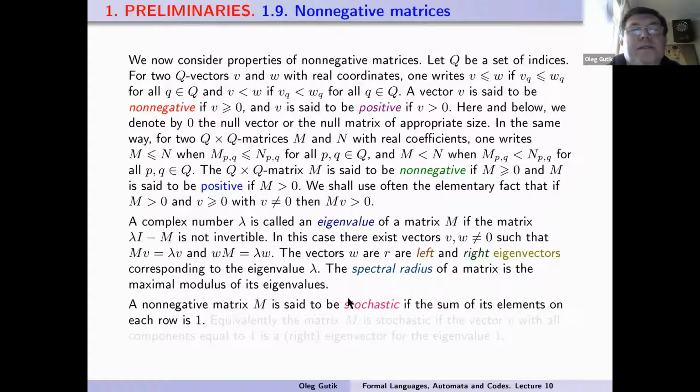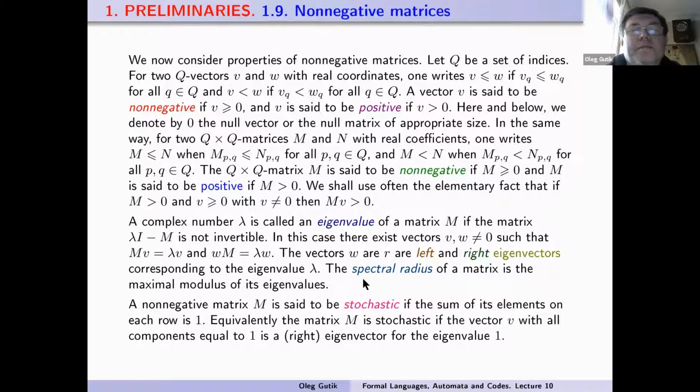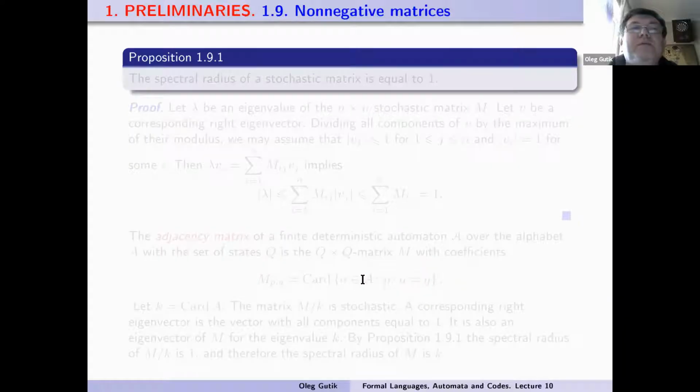A non-negative matrix M is said to be stochastic if the sum of its elements on each row is equal to 1. Equivalently, the matrix M is stochastic if the vector V with all components equal to 1 is a right eigenvector for the eigenvalue 1. Proposition: the spectral radius of a stochastic matrix is equal to 1.